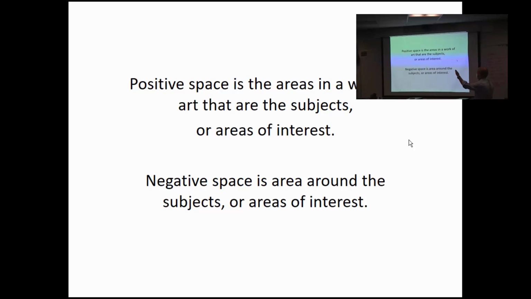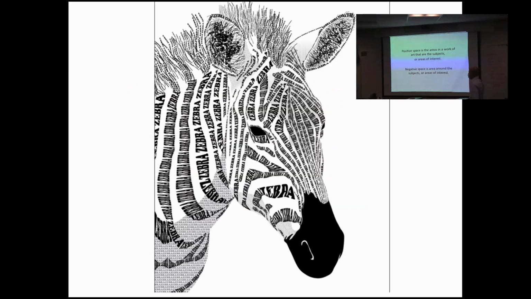So this is just what we just talked about. Subjects, area of interest, negative space is around the subjects or their interest. So you've got a zebra. It's a little more challenging. What's your positive space? Who says the zebra?